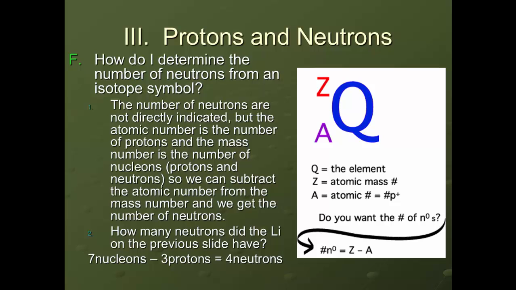So on the previous slide, we had 7 nucleons. And we subtract 3 for the lithium, we get 4 neutrons in our lithium. So that lithium was made up of 3 protons and 4 neutrons.